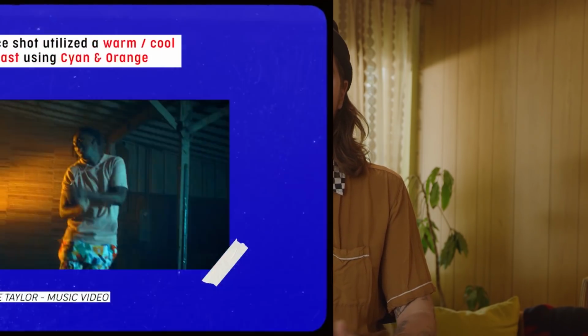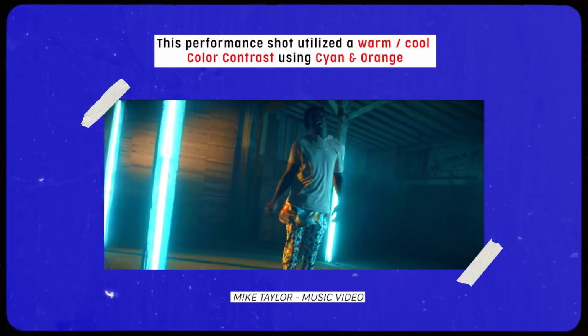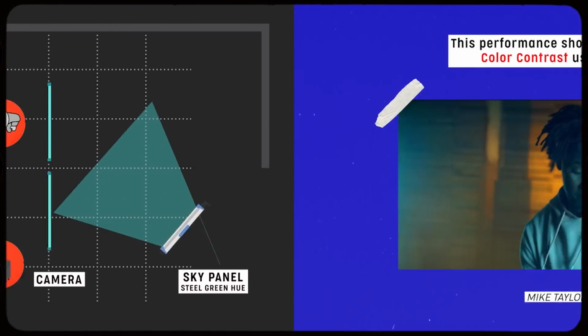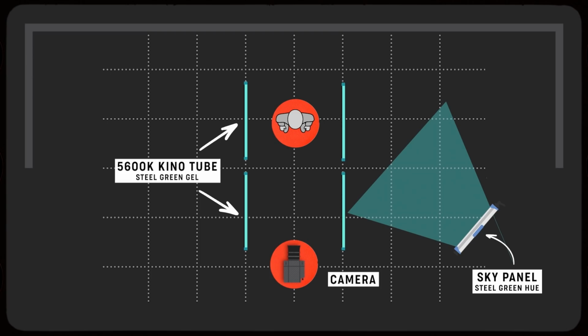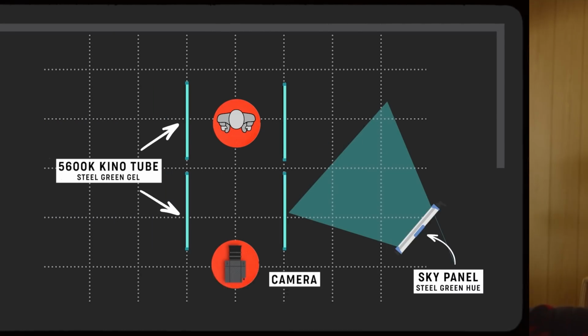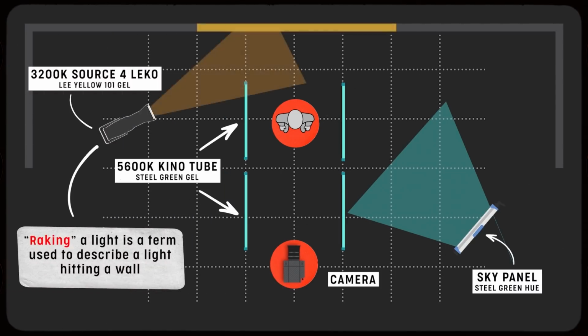Jake and I did a video for this artist, Mike Taylor, and the song's called Electric Church. In one of the performance shots, we took Kino tubes, put them before stairs, and wrapped them in steel green. Then we also took a source off frame, a Sky Panel, matched its hue and saturation to steel green as well, and that sort of ended up keying him. So the foreground was all lit with this cooler tone, and then we raked the back wall with a source four Leko with a Lee Yellow 101.